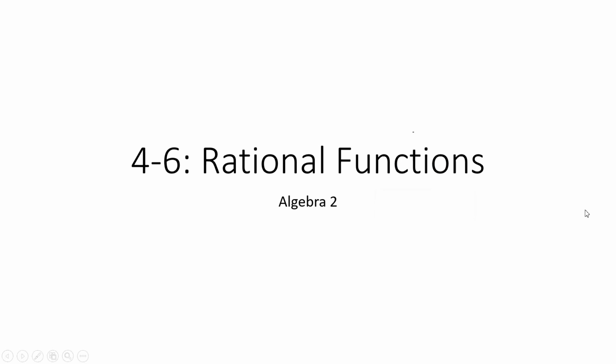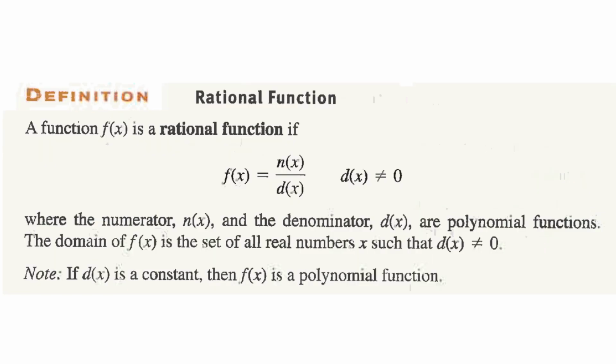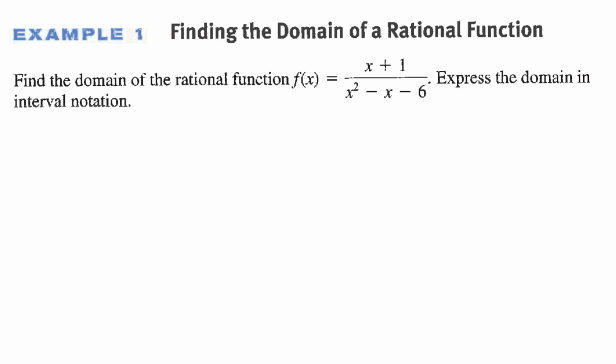All right, let's get started with 4.6, rational functions. So a rational function is a situation where we have a polynomial divided by another polynomial. It could be written as the polynomial n divided by the polynomial d. Both of them have to be polynomial functions. So just a situation where you have one polynomial on top of the other in a fraction. Here's an example, x plus 1 over x squared minus x minus 6.